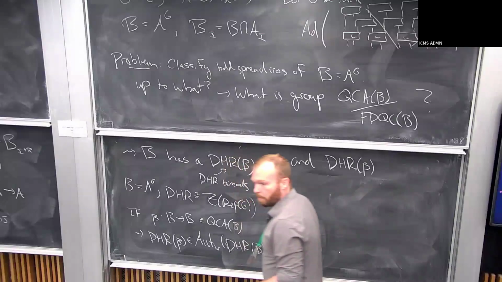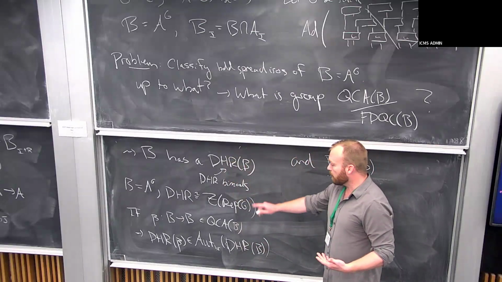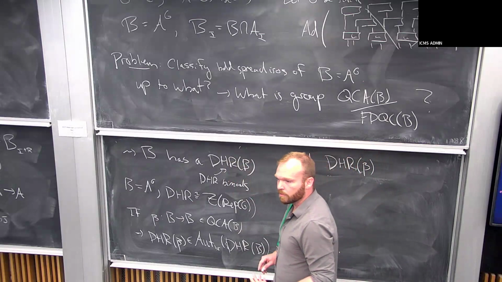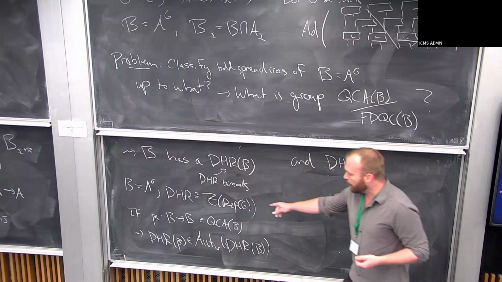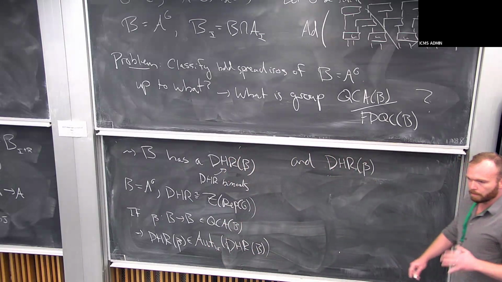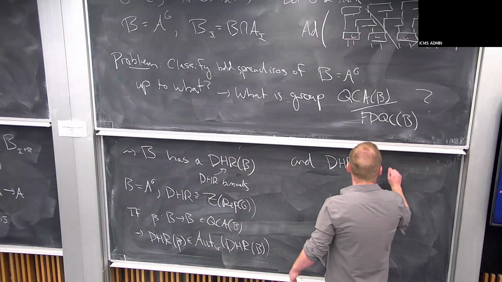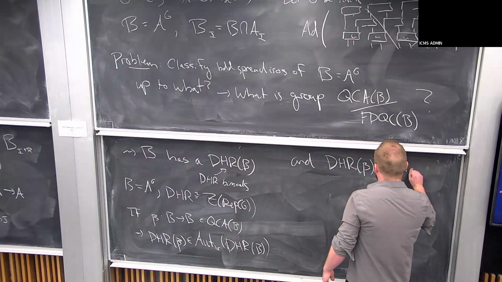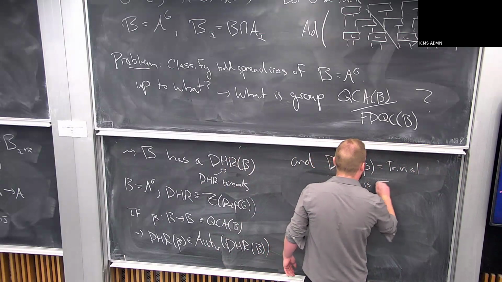Not the Drinfeld center of Vec G. They're the same, but actually it's more natural. No, for any finite group, the center of Rep G and Vec G are equivalent. They're the same. Yeah, but Rep G is the more natural one to use here, actually. But they're the same, yeah. And DHR of beta is trivial if beta is a finite depth quantum circuit.